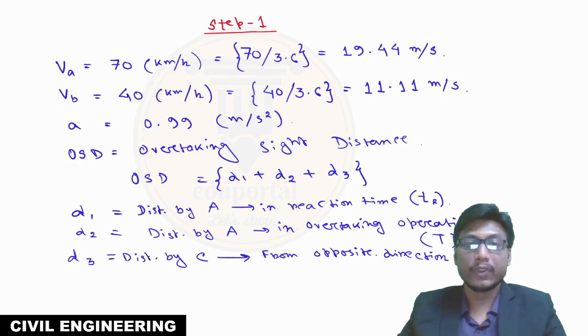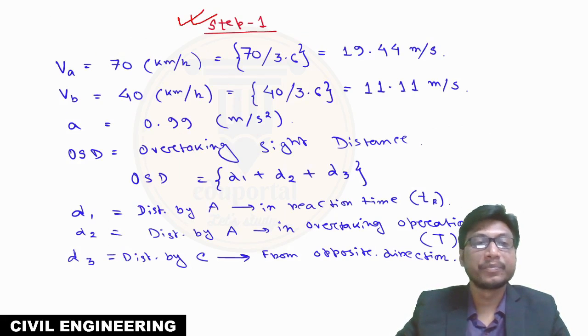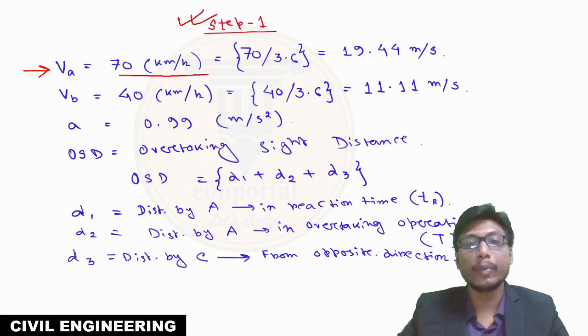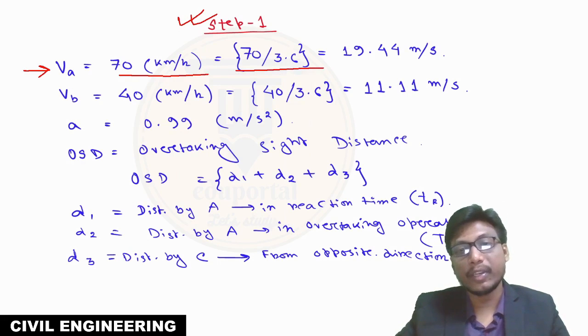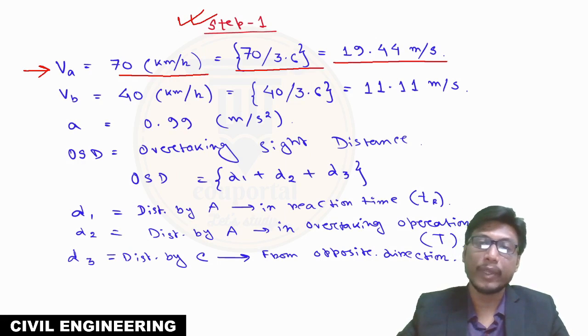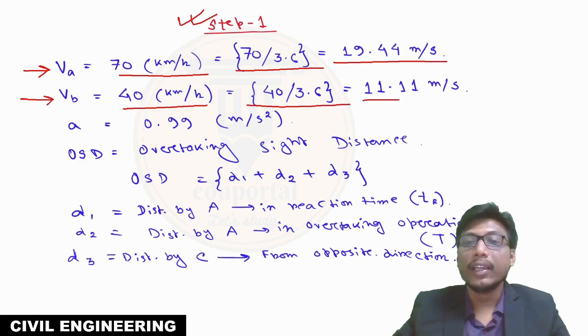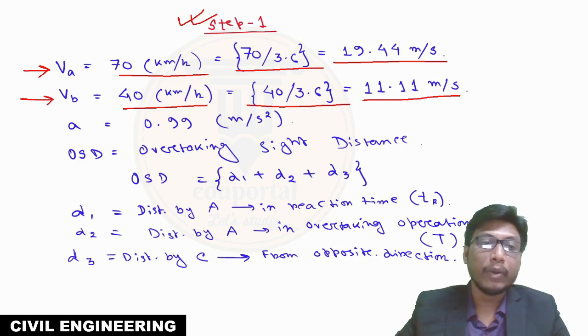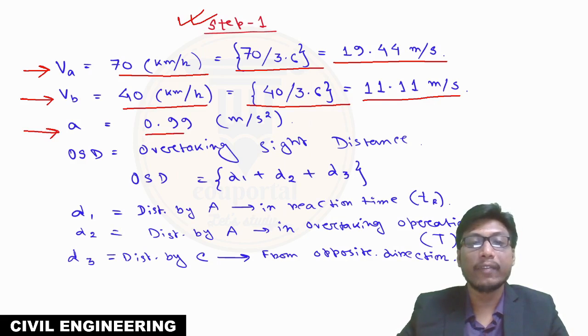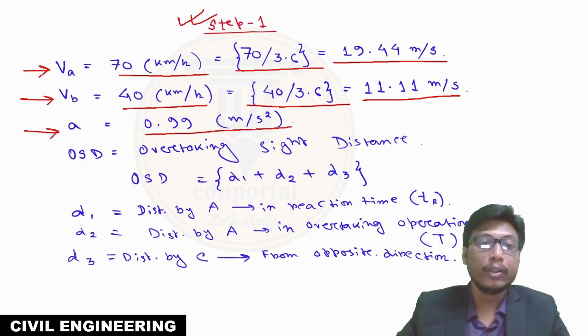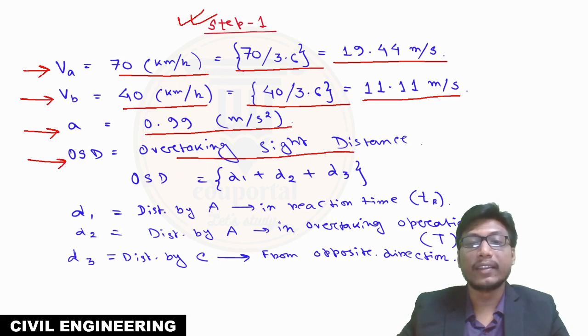so let's see. So first of all, step number 1, VA, the velocity of the overtaking vehicle, is given as 70 km per hour. If we divide it by 3.6, we get 19.44 meter per second. Okay. Similarly, VB, the velocity of the slowly moving vehicle, is 40 km per hour. Again, divided by 3.6, we get its velocity in meter per second, that is 11.11 meter per second. Okay. Now, A, the acceleration of the overtaking vehicle, is given as 0.99 meter per second square. OSD was the overtaking sight distance, and it is the sum of D1, D2, D3.